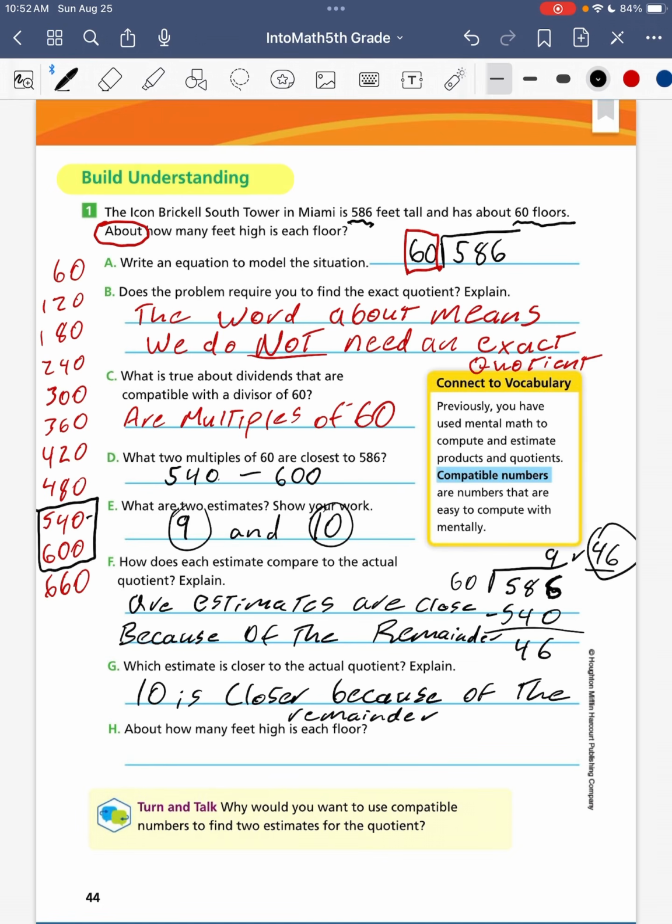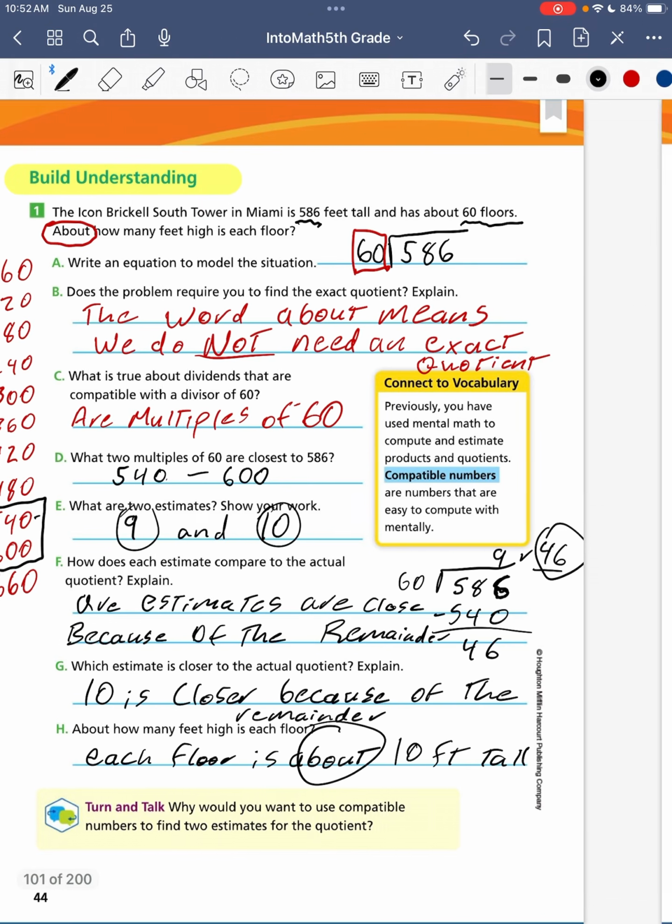About how many feet high is each floor? Each floor is about 10 feet tall. About representing that we are estimating or rounding to the nearest number.